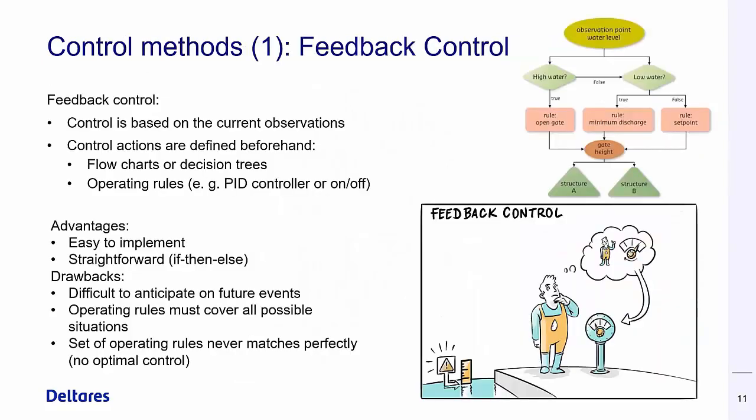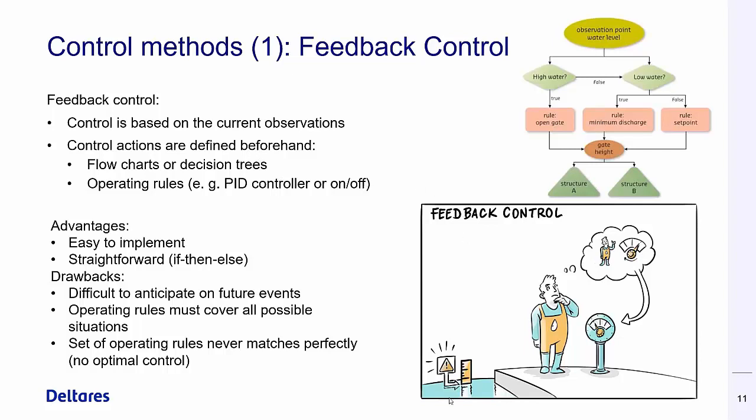We have different control methods to make this happen. The first and simpler one is feedback control. Feedback control means that we base our actions and decisions on the current observations. Control actions must be defined beforehand. We have flow charts or decision trees. Here's an example. And then there are operating rules, for example, switch a PID controller with a set point, or switch to on-off mode, release water or not. That would be a very simple case.